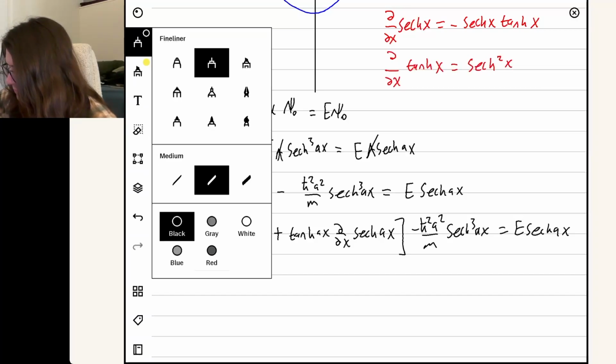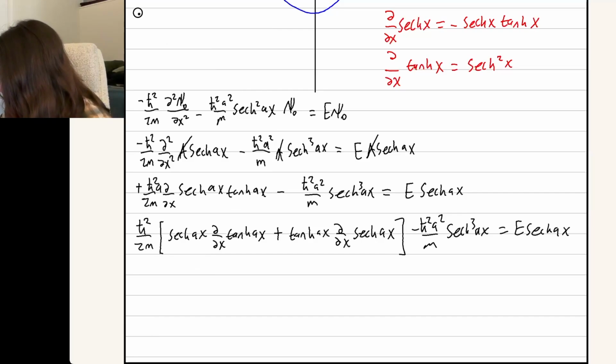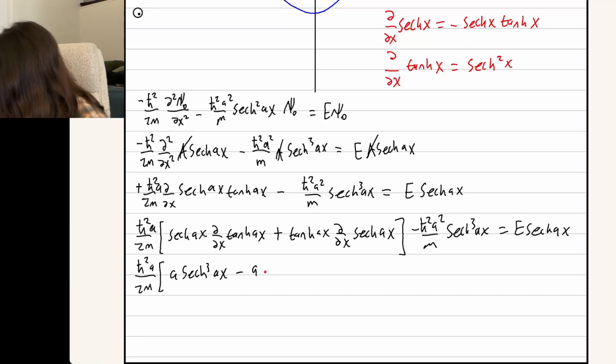So that's fun. So now we have, and there's supposed to be an a here, h bar squared a over 2m, and this is going to be a sech cubed ax, and this is going to be minus a tanh squared ax sech ax, right?